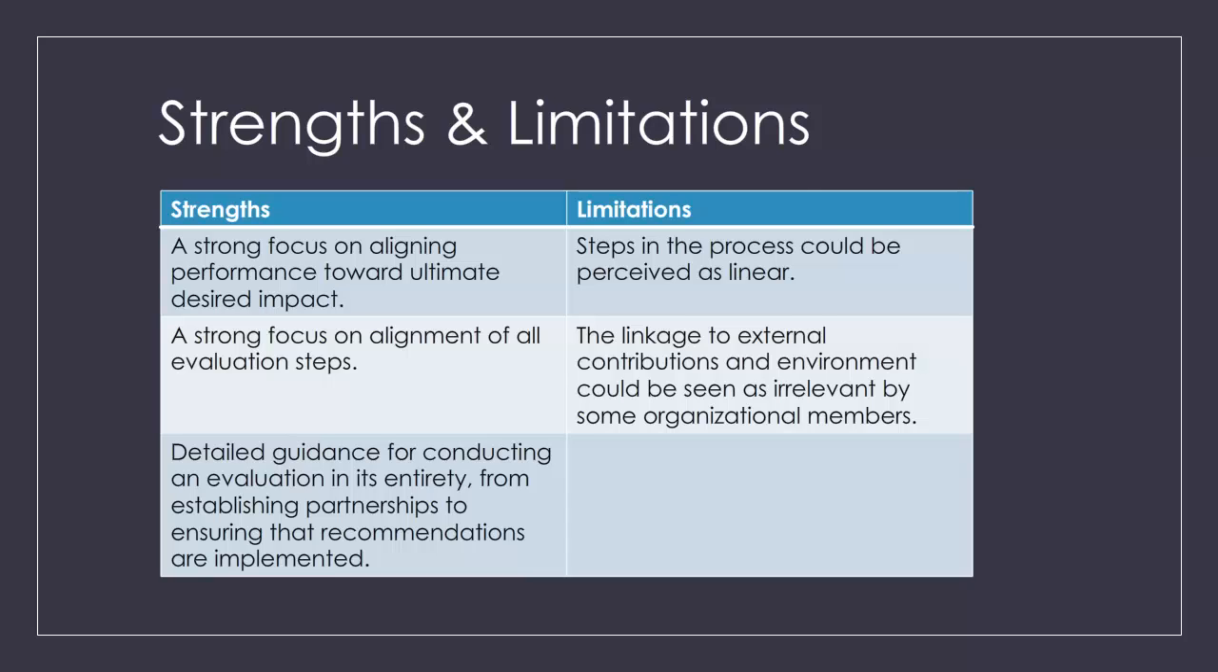So what are the strengths and limitations of impact evaluation? The first strength is there's a strong focus on aligning performance toward ultimate desired impact. The second strength is a strong focus on alignment of all evaluation steps. And the third strength is detailed guidance for conducting an evaluation in its entirety, from establishing partnerships to ensuring that recommendations are implemented. Some of the limitations we have: the first one is that the steps in the process could be perceived as linear, because you go from step 1 to the second. The second limitation is that the linkage to external contributions and environment could be seen as irrelevant by some organizational members.